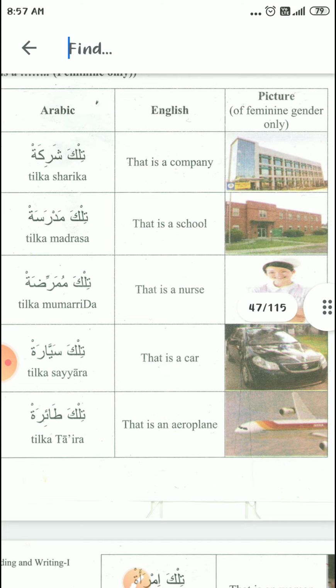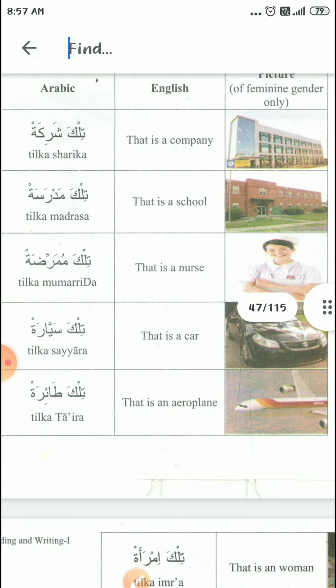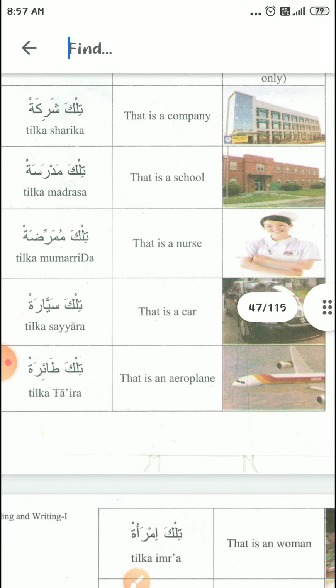After this exercise, we have another exercise, exercise 5th, in which we have to use that is for feminine. In Arabic, we use tilka for feminine. Tilka sharika. That is a company. Tilka madrasa. That is a school. Tilka mumarriza. That is a female nurse.